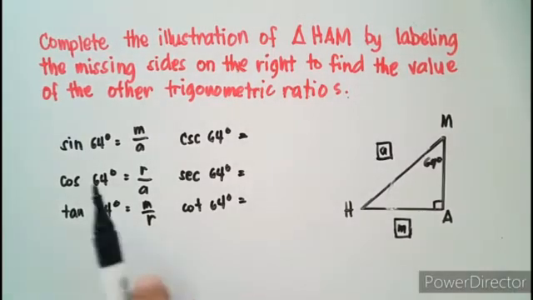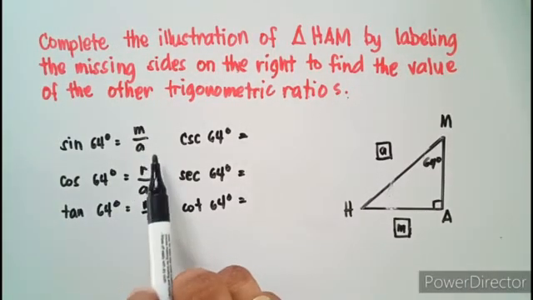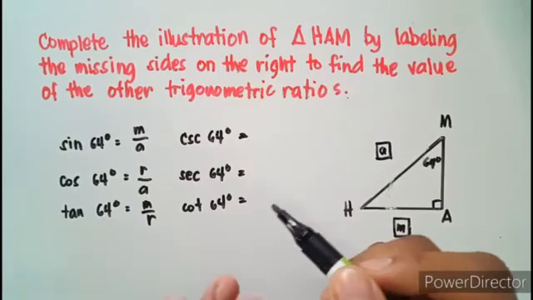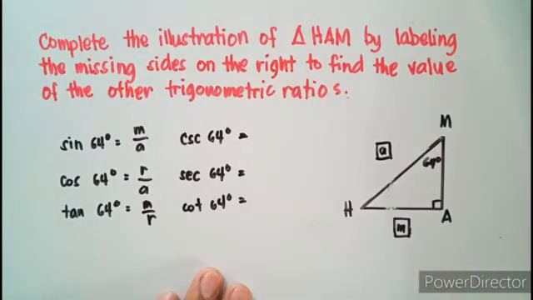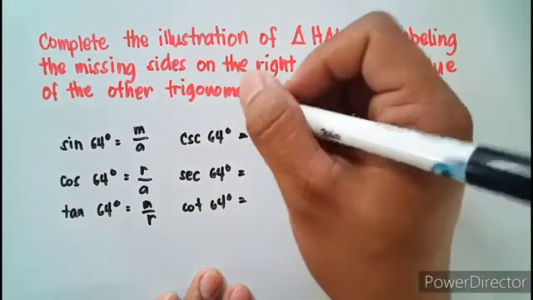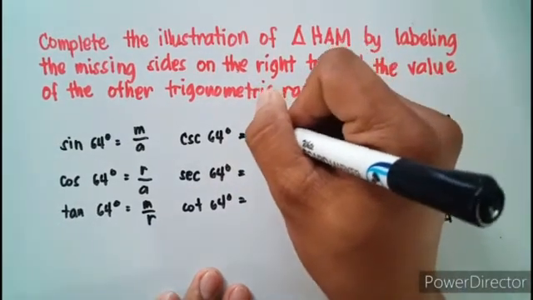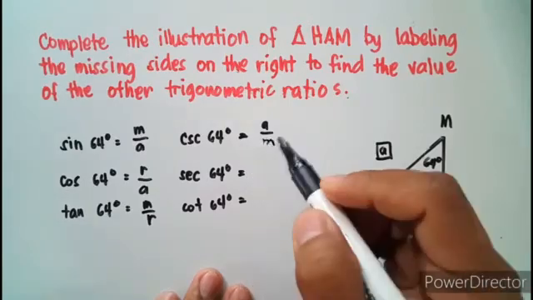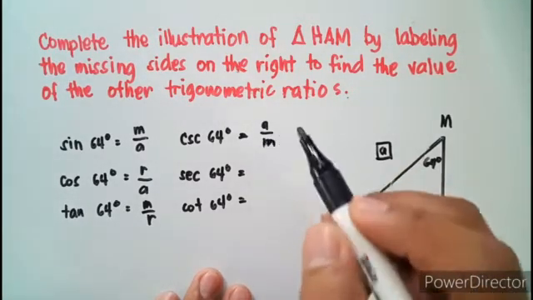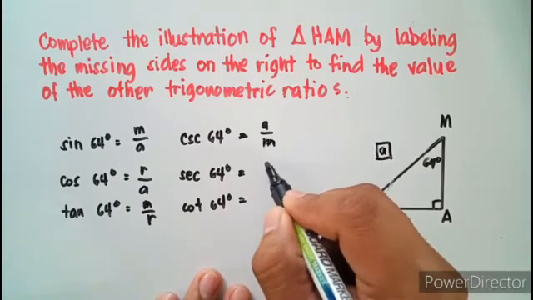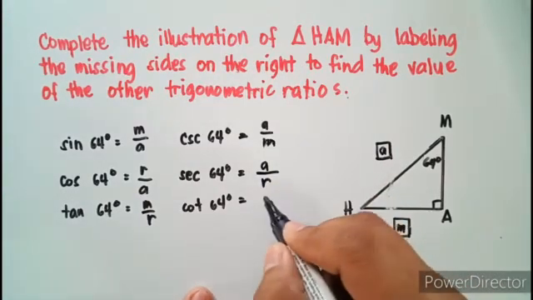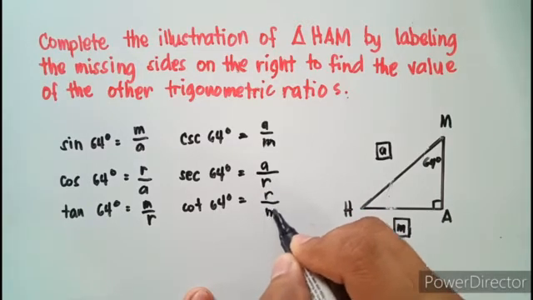Then, so given ang sine 64 which is m over a, cosine 64 degrees is r over a, tangent 64 is equal to m over r. So we are just getting the reciprocal of the given. So sine, that will be a over m. Then cosine, that is a over r. Then for our cotangent, that is r over m.